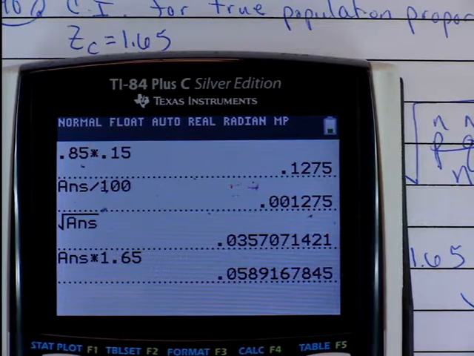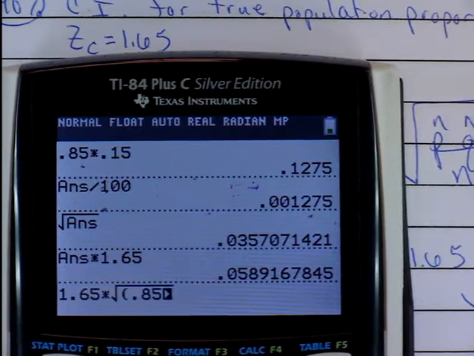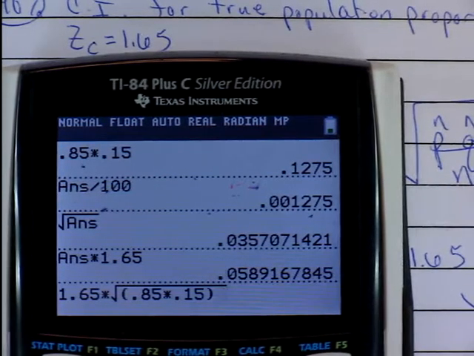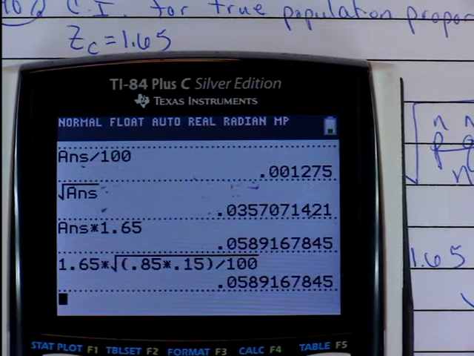Instead of working from under the radical to the outside of the problem, you can plug it in directly if you're careful. Here we go. 1.65 times the square root. You need a lot of parentheses. 0.85 times 0.15, close parentheses, divided by 100. You can see all of that's under the radical. 0.0589.